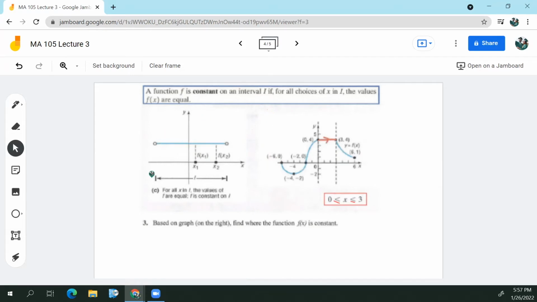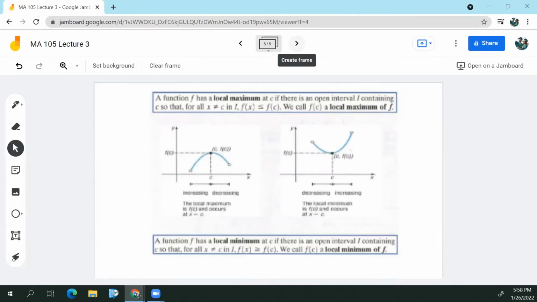Okay, so based on the graph to the right, find where the function f of x is constant. We can see quite clearly it's constant between these 2 points, 0, 3 with brackets, or 0 less than or equal to x less than or equal to 3 as a compound inequality.